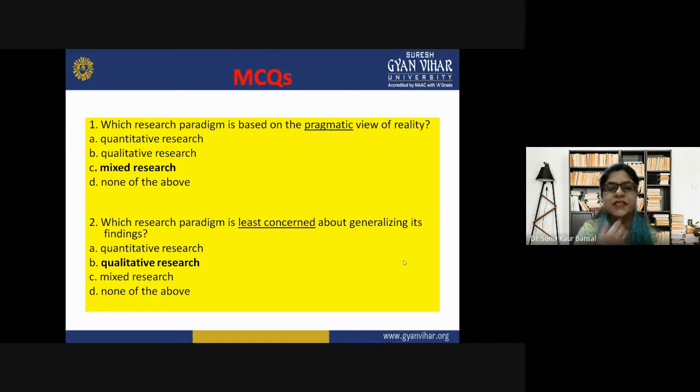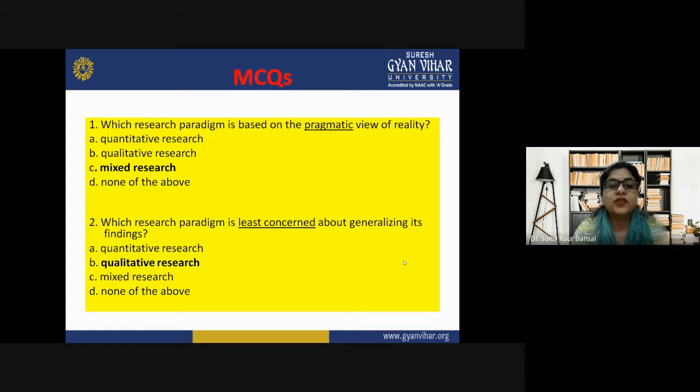Now students, let's have MCQs as we always do at the last of the class. So let's have a look at these MCQs and just try to solve them along with me. Which research paradigm is based on the pragmatic view of reality? Quantitative research. We are here talking about pragmatic view. Just remember. Quantitative research, qualitative research, mixed research, none of the above. So here we are talking about pragmatic type of research.